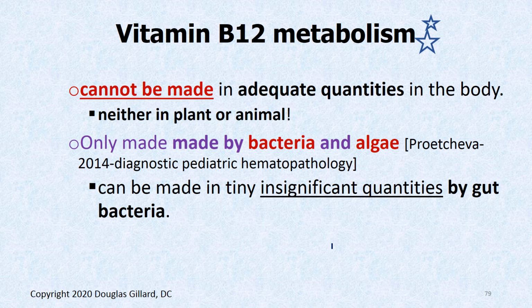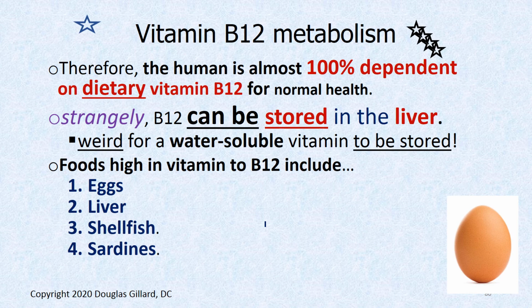The body can't make it in adequate amounts. The bacteria in our gut can make a tiny bit, but it's certainly not even close enough to sustain life. It's only made really by bacteria, and algae are the ones that make it. And again, a little bit's made by the gut bacteria. Therefore, bottom line is we are 100% dependent on vitamin B12. We can't live without it. We have to eat it.